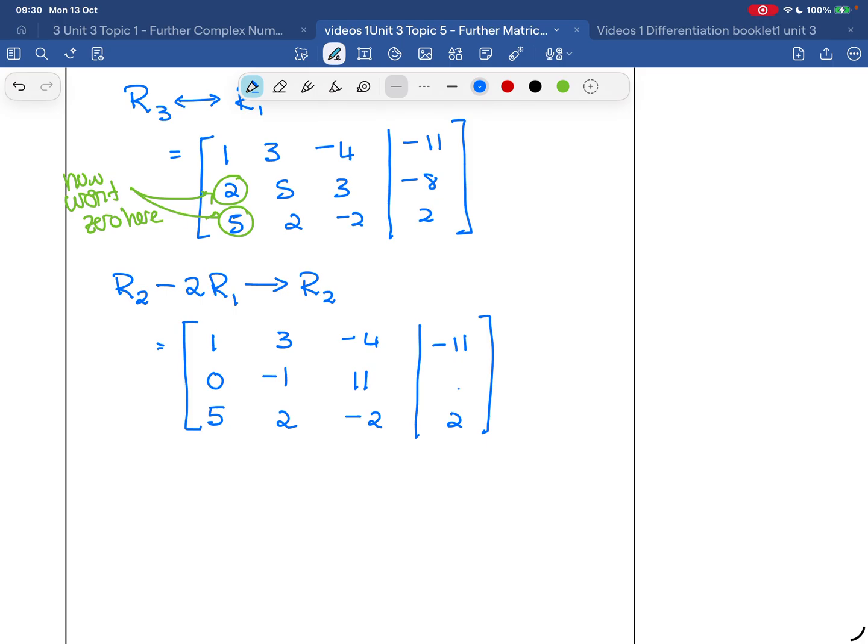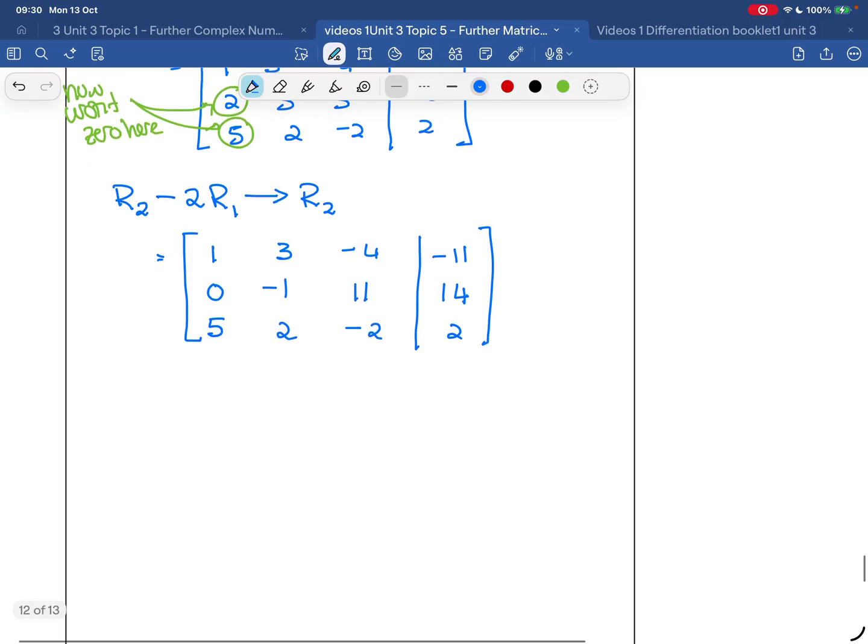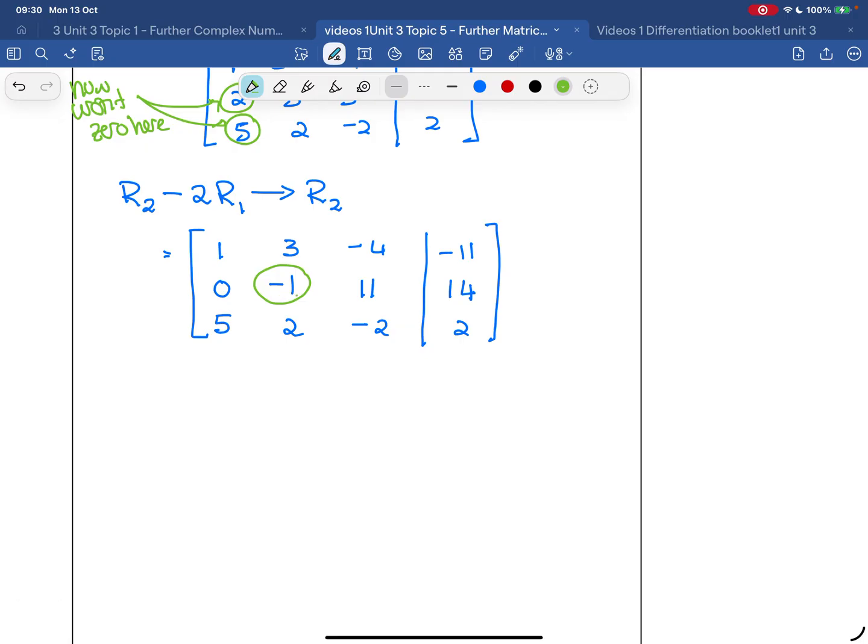And then negative 8 minus 2 times negative 11, so negative 8 plus 22, and that's going to give me positive 14. And then I get a little smile on my face, because notice over here, in row 2, I actually want a positive 1, and I've already got a negative 1. So even before I go and work on row 3, I can quite easily turn row 2 into a positive 1 by just multiplying that row by negative 1.